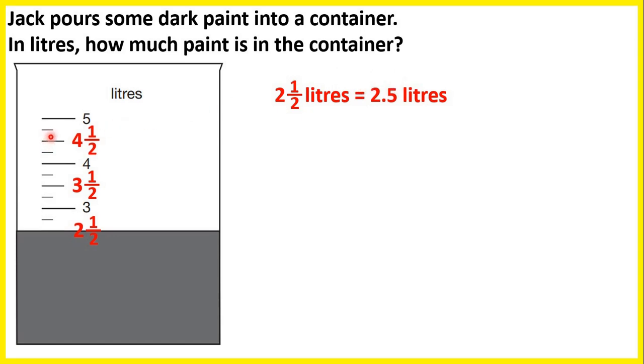And then we can check. To get from 5 to 4.5, you can see that we go past this little line, so that would be 4 3/4. And to get from 4 to 3.5, again we go past a little line. So that means to get from 3 to 2.5, we go past this little line, which would be 2 3/4, but the paint is at 2.5.